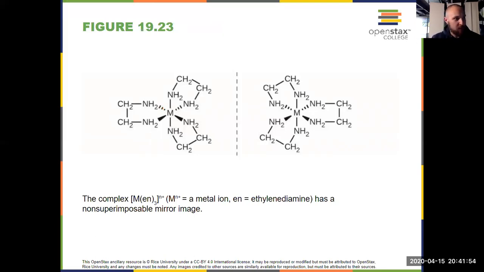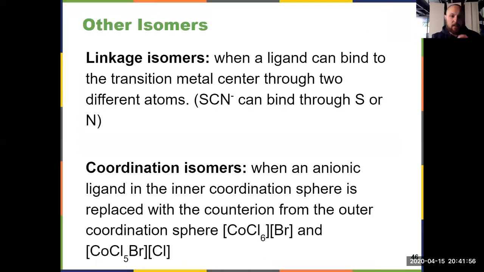What other types of isomers do we have? We have things that are known as linkage isomers. A linkage isomer is when I've got one ligand that can bind to the metal in the middle through 2 different atoms. So like the thiocyanate ligand can bind through sulfur because it's got a lone pair on sulfur, or it can bind through nitrogen, who also has a lone pair. So effectively with those linkage isomers, you've got one ligand and it can bond this way or this way. 2 types of isomers.